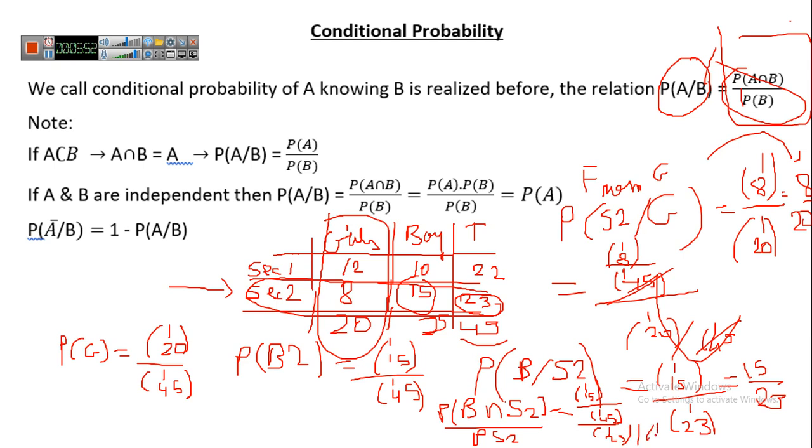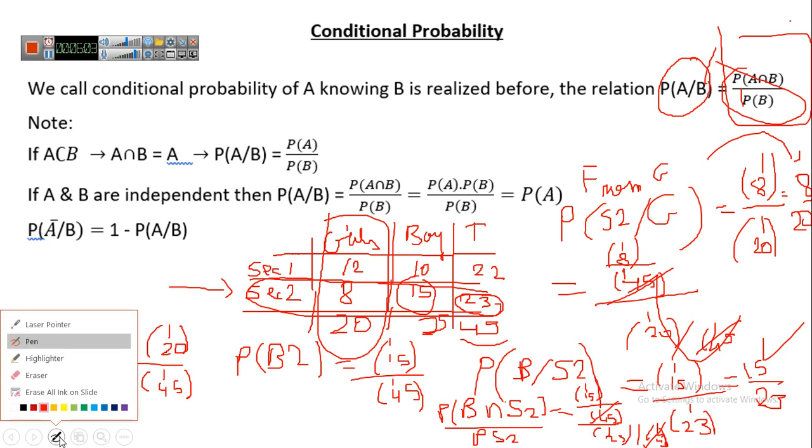So 1 out of 45, 1 out of 45, these two cancel out. What remains is 1 out of 15 over 1 out of 23. So this is called the conditional probability, and I know the event appeared before.